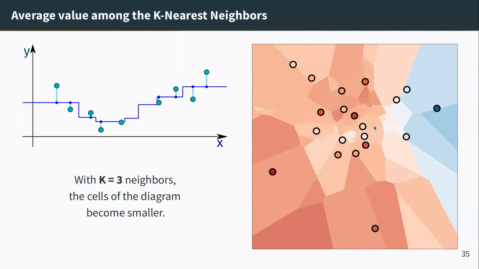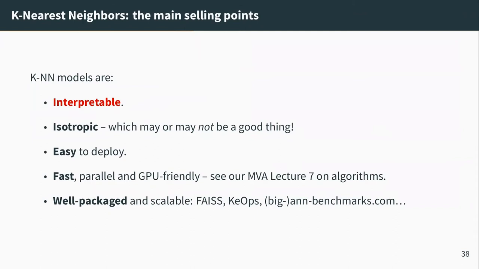So, the main selling points of K nearest neighbors is that first they are insanely interpretable. Basically, it's what we do in real life all the time. When someone asks you why you took this decision, you say, "Oh, my problem looked like this previous problem, I decided to do the same." Everyone understands what is happening. Second is that it's isotropic. Isotropic means that there is no favored direction in the feature space. So basically, we do not follow the axis anymore. And this may or may not be a good thing. But in 3D geometry, it's definitely a good thing.